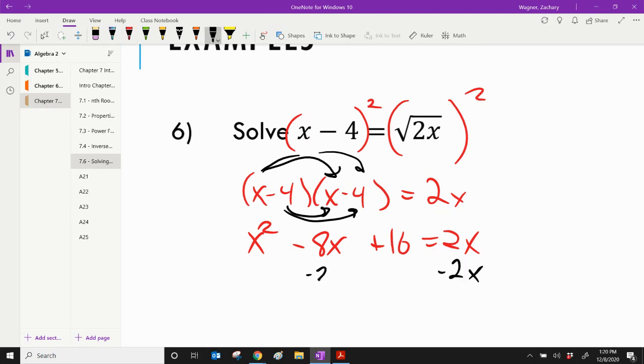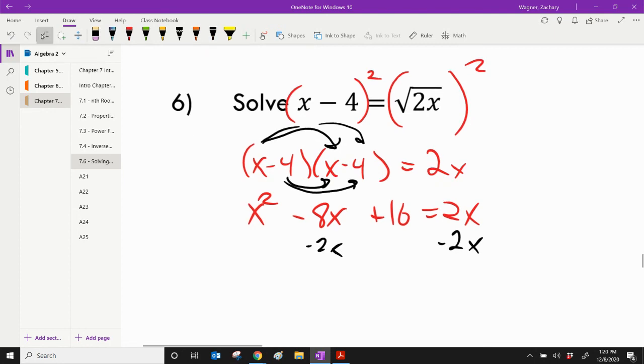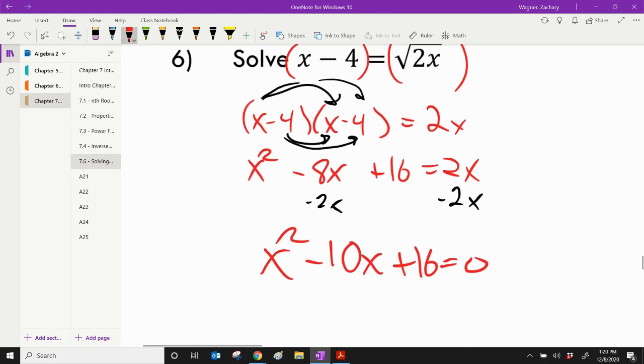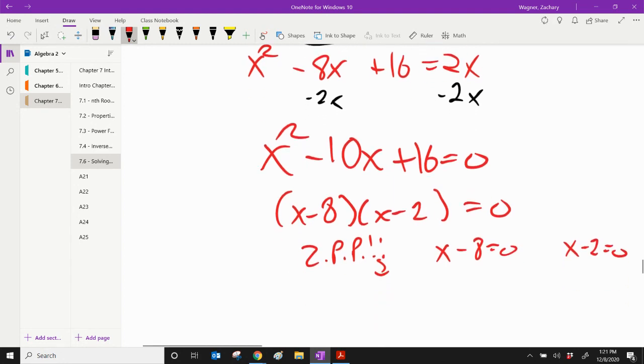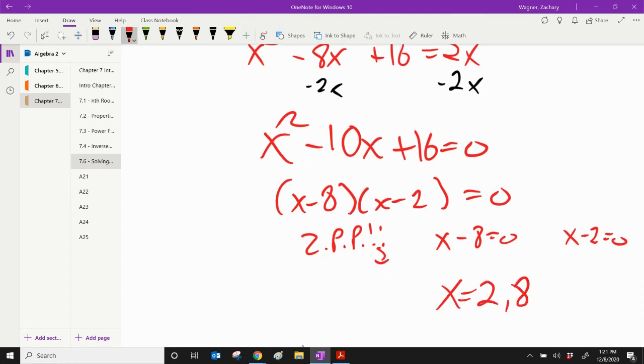And from there, what happens here? Subtract 2x. What you get: x squared minus 10x plus 16 equals 0. What two numbers multiply to positive 16 and add up to negative 10? This is going to be x minus 8, x minus 2, because 2 times 8 is 16, and negative 8 plus negative 2 equals negative 10. ZPP, x minus 8 equals 0, and x minus 2 equals 0. X is equivalent to 2, 8.